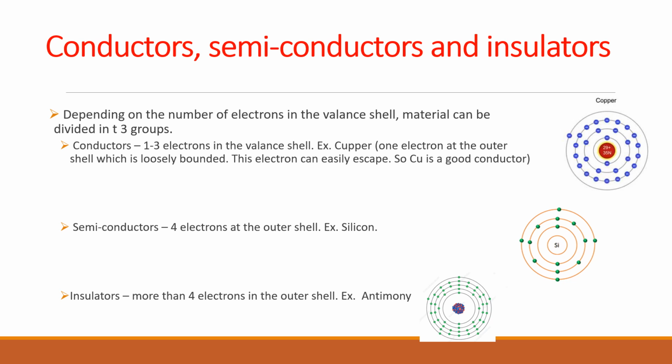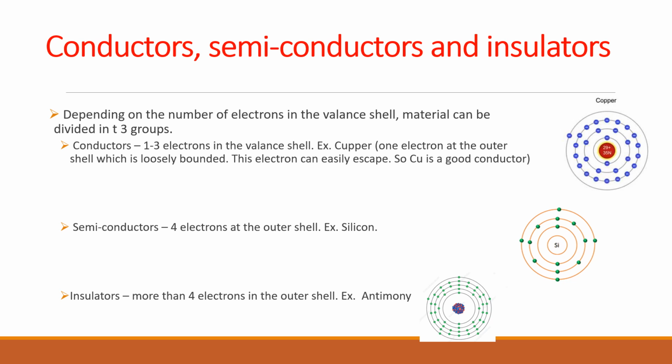When we have valence shell, meaning the outermost shell, with 1 to 3 electrons, it is a conductor. When we have just 4 electrons in the outermost shell, we call them semiconductors, and when we have more than 4 electrons in the outermost shell, we call them insulators. When you look at the periodic table, you know this because it is arranged in a way that the column number gives us the number of electrons at the outermost shell.